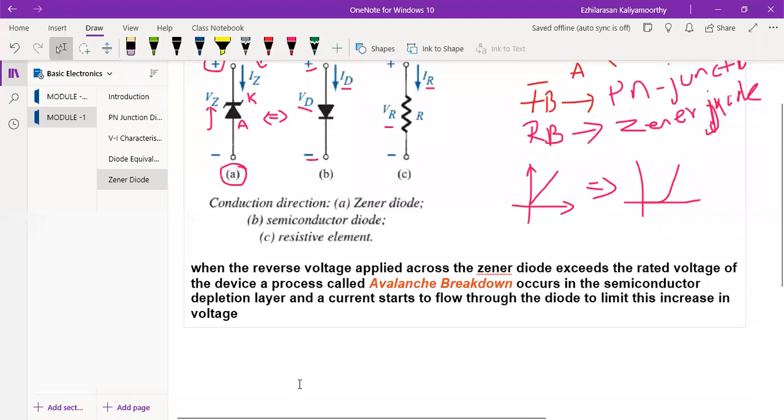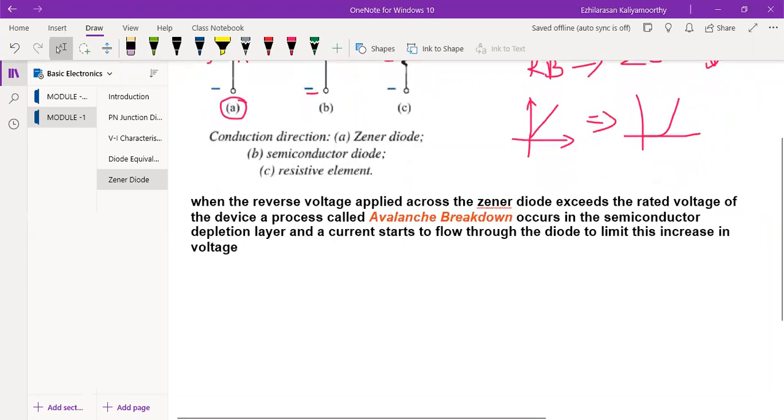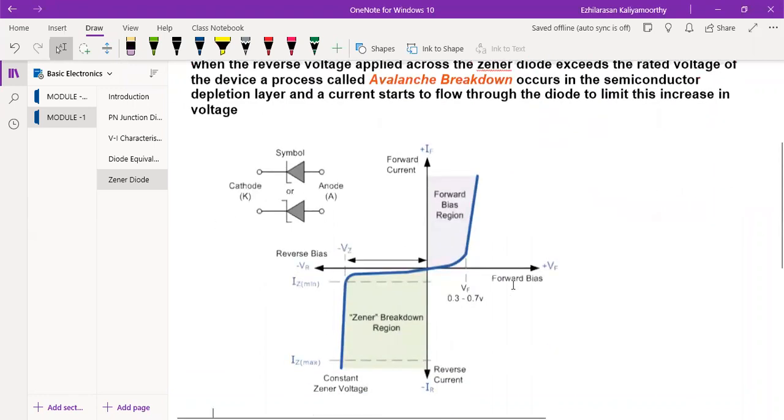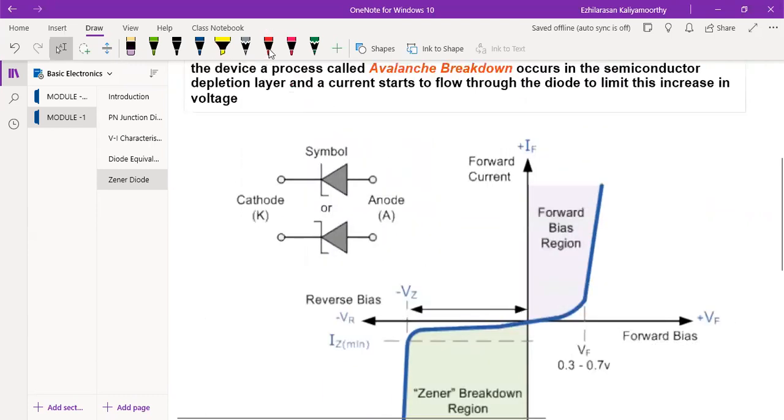Next, let us see how it will be. Let us see the characteristics, then you may get a proper idea. Yes, let me put the Zener characteristics. See here, this is your Zener characteristics. Simple, we drew the symbol. This is the symbol actually, or we can give it like this also. This one indicates the breakdown actually.